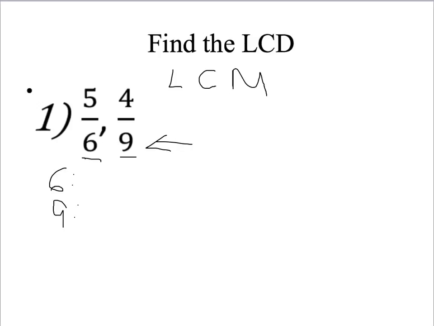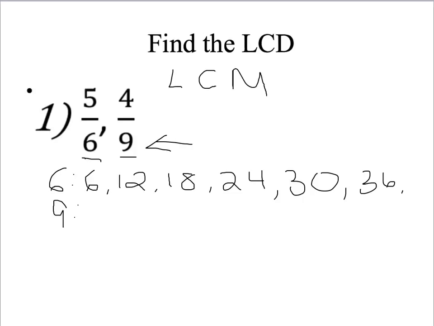So the multiples of 6 are 6, 12, 18, 24, 30, 36, and then let's go to 42. Our multiples of 9, we have 9, 18, 27, 36, and 45. Now I'm going to stop there because I see a multiple that they have in common.